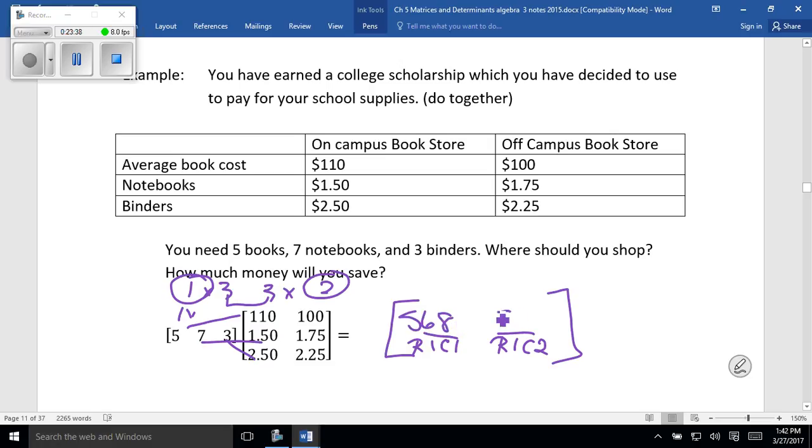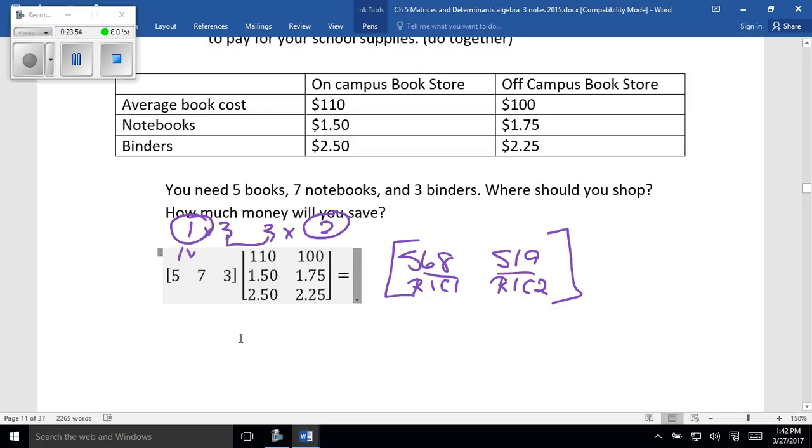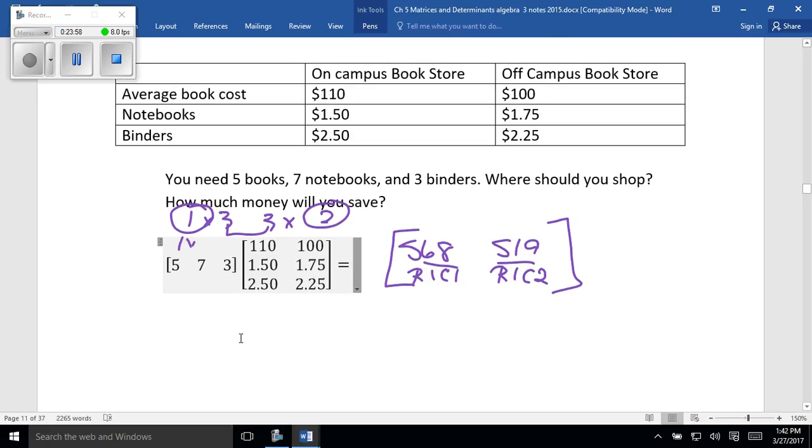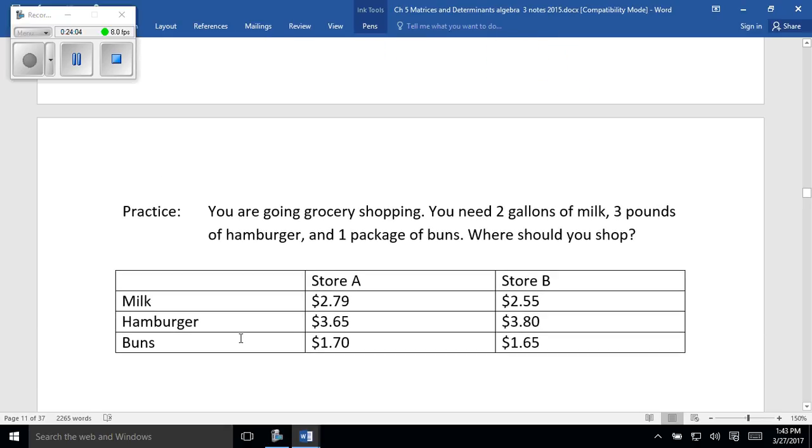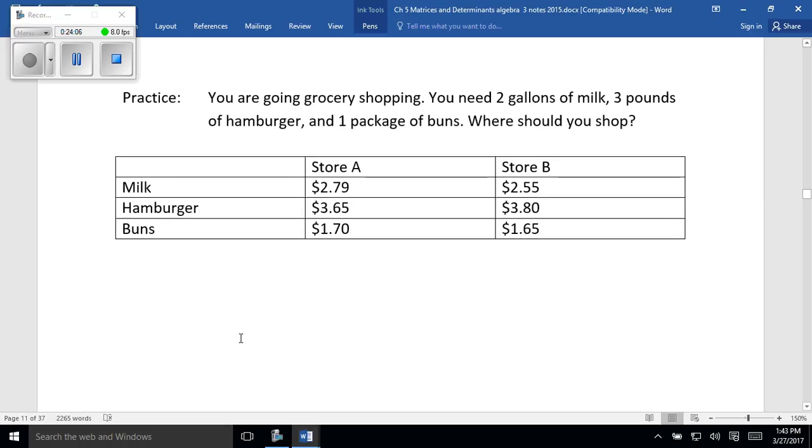19. Where should you shop? Off-campus bookstore. Not true all the time anymore. Did you guys know that? That's changed. Now the on-campus one almost always tries to match the Amazon prices. Still more expensive though.